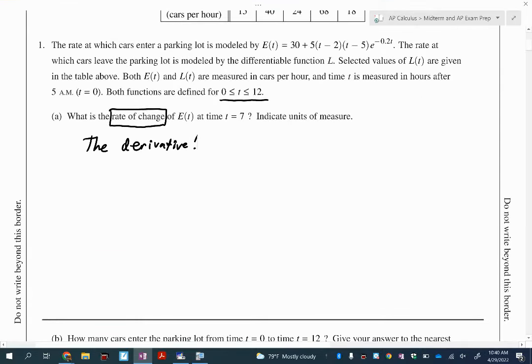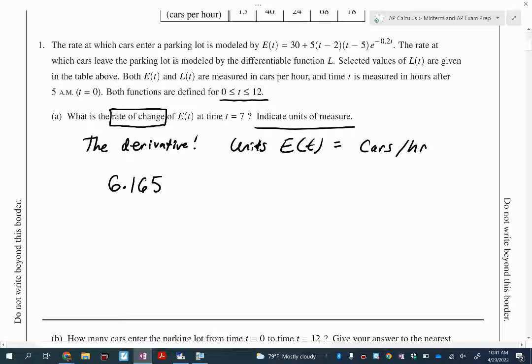Now, let's talk about the units of measure because it made a big deal here, 6.165, right? Do you remember what the unit for E of t was? Units for E of t. The problem tells us what the units are for both of these. Do you know what the units are for E of t? Cars per hour. Yes, it is cars per hour.